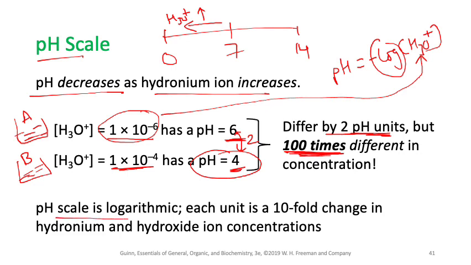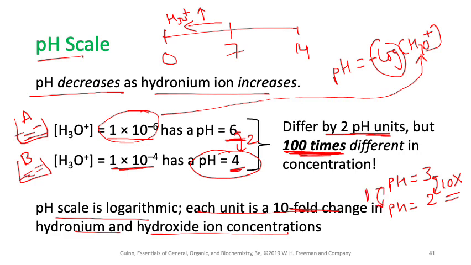So pH is a logarithmic scale. Each unit is a 10-fold change in the hydronium ion and hydroxide ion concentration. If you have pH 3 and pH 2 for any two solutions, then the concentration difference between the hydronium ion or hydroxide ion concentration is 10 times, even though the pH differs by just 1 pH unit. So you have to make sure you know this.